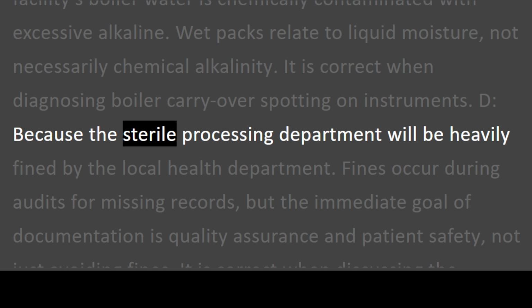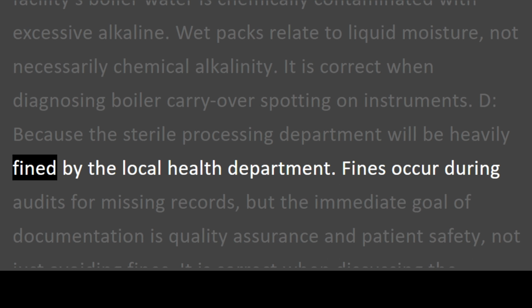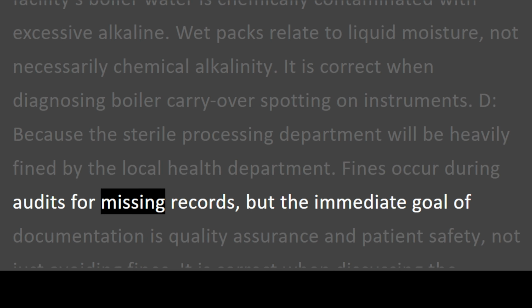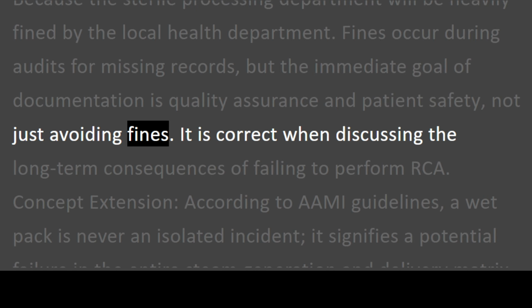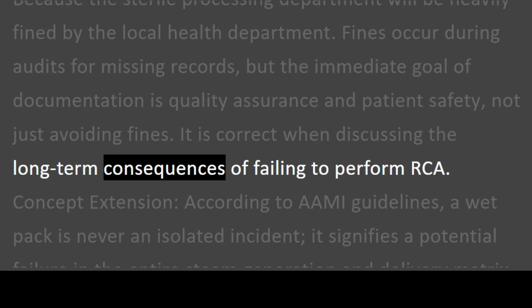D. Because the sterile processing department will be heavily fined by the local health department. Fines occur during audits for missing records, but the immediate goal of documentation is quality assurance and patient safety, not just avoiding fines. It is correct when discussing the long-term consequences of failing to perform RCA.